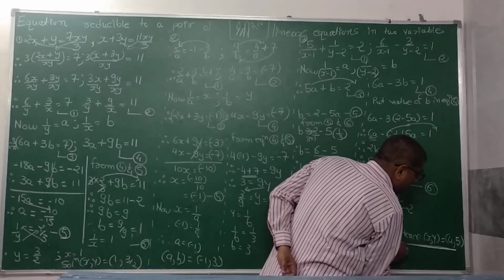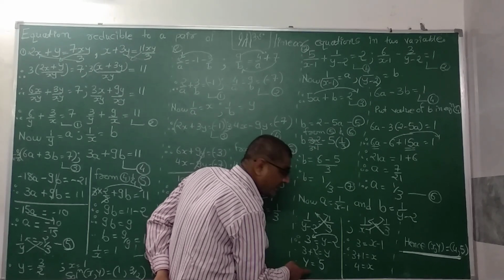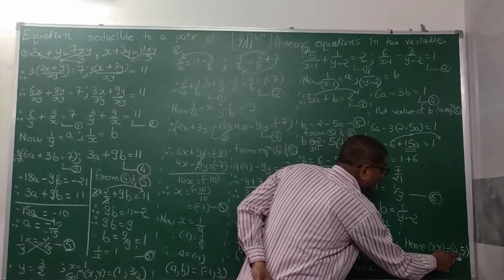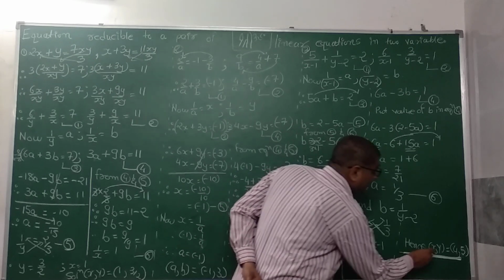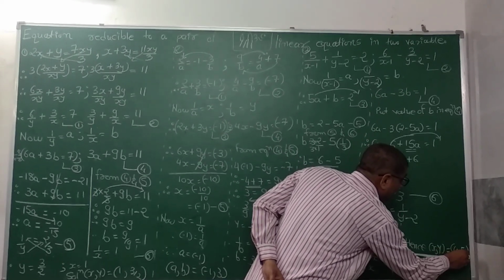Students, don't forget to write down the finalized answer. Hence many people make this mistake. First they find out y, so here they write down the value of y. But always we have to write down x and y. So x is equal to 4 and y is equal to 5.